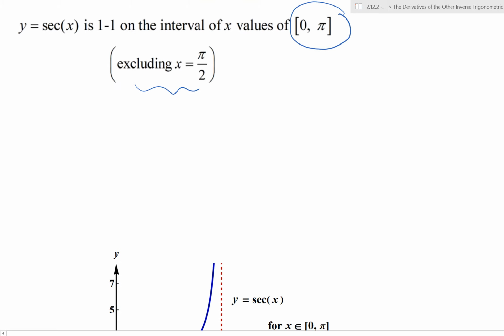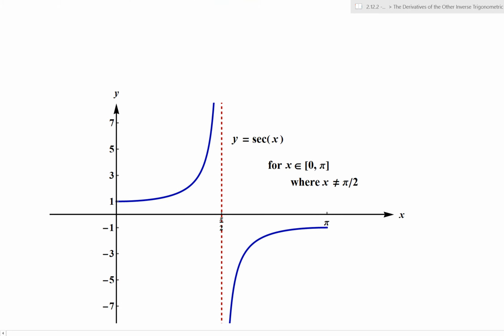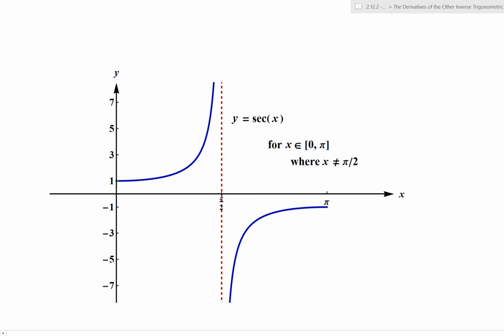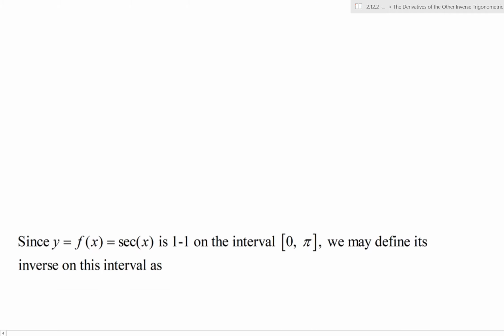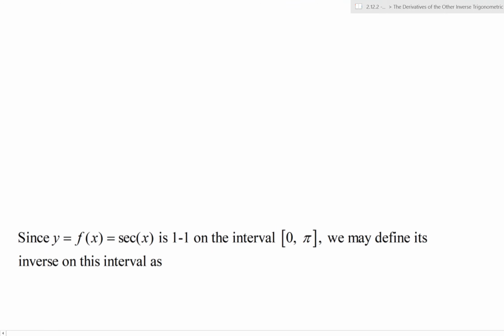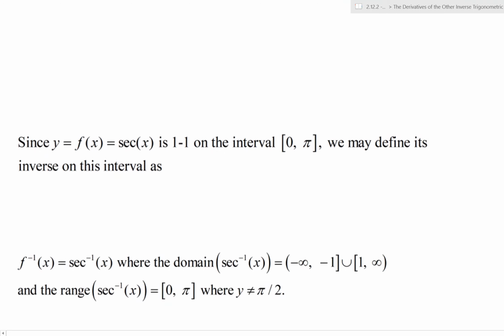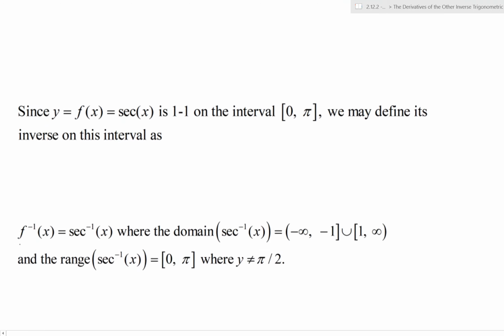And when we do so, we can then talk about its inverse. Here's just that part of the graph that we are looking at above. Here's the secant function defined on the interval of x values from 0 to pi, excluding the x value of pi over 2. We can clearly see it's one-to-one on that particular interval. And so, since it's one-to-one on that interval, again excluding x equals pi over 2, we can define the inverse secant function like so.